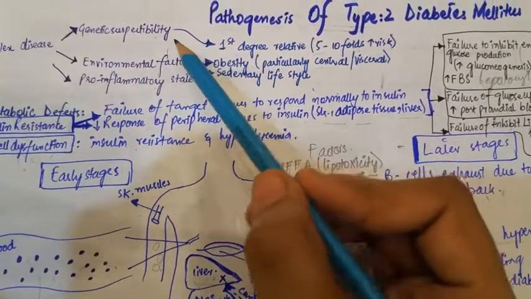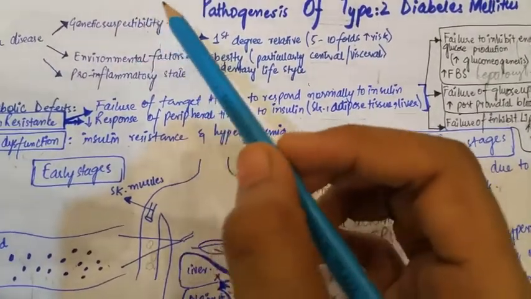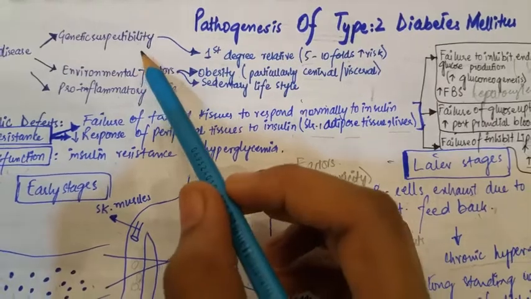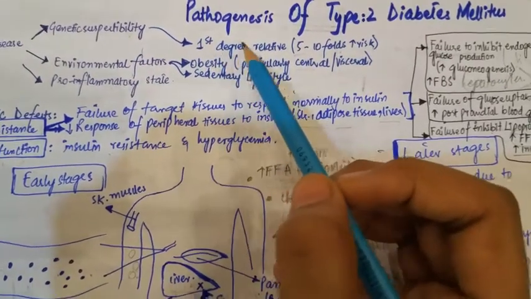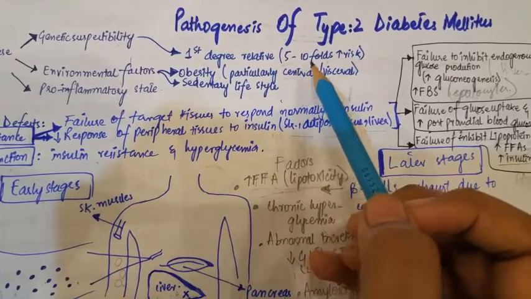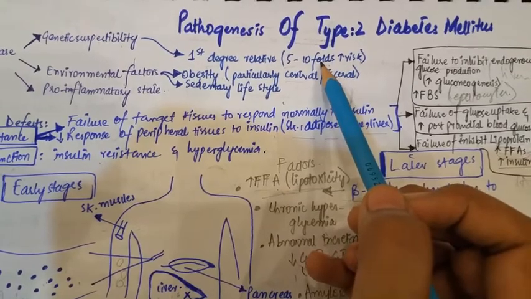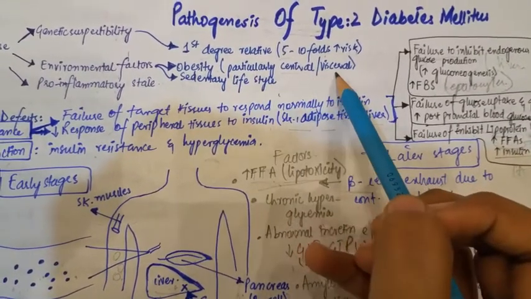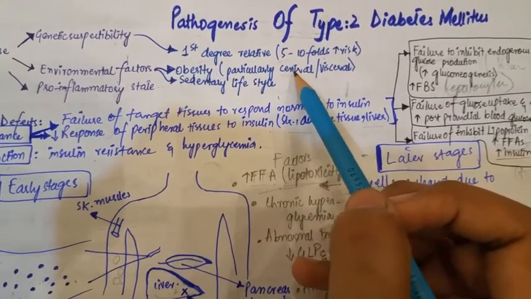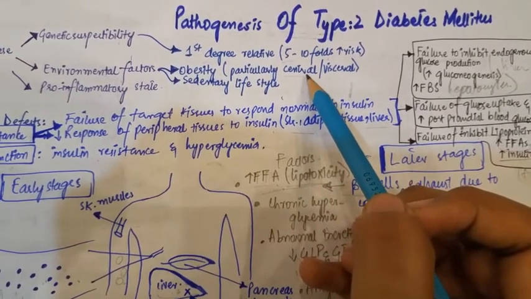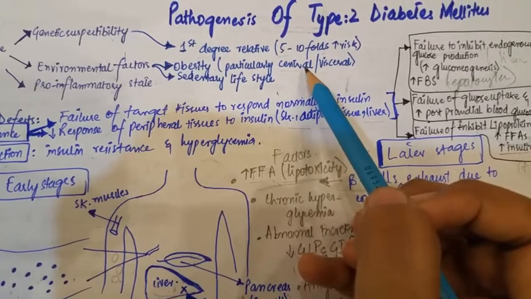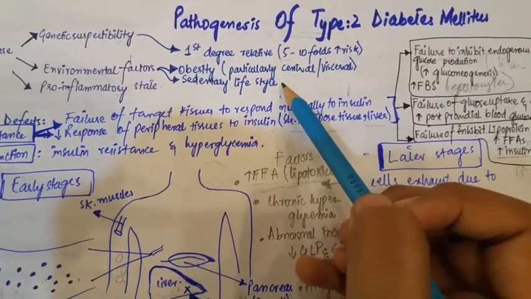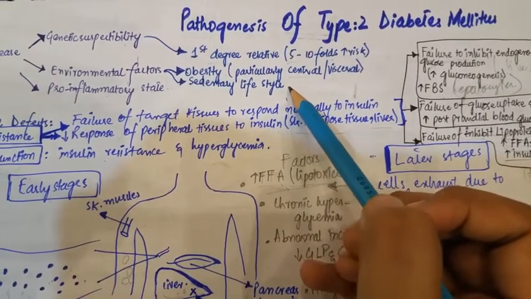Now, I am going to tell you about the etiology. Genetic susceptibility means that first-degree relatives have a 5-10 fold increased risk of developing type 2 diabetes. Environmental factors include obesity, particularly central or visceral obesity. I will tell you later why central and visceral obesity is more linked with the development of type 2 diabetes mellitus. Environmental factors also include a sedentary lifestyle.